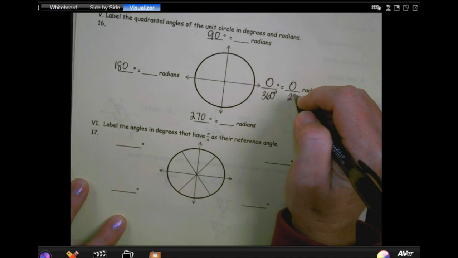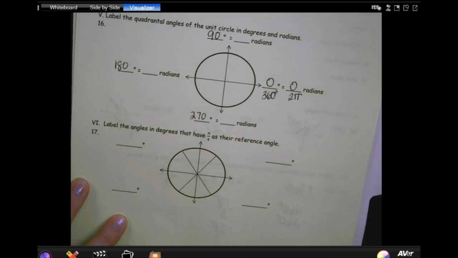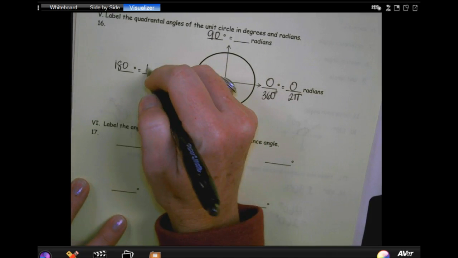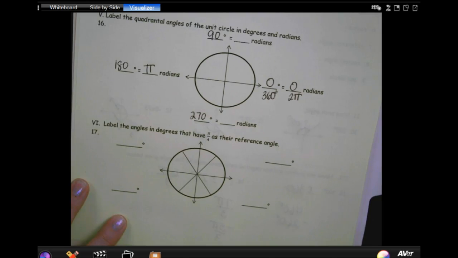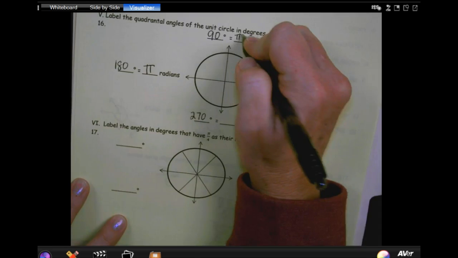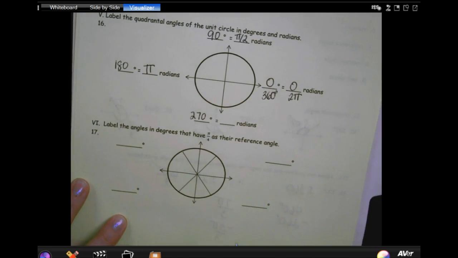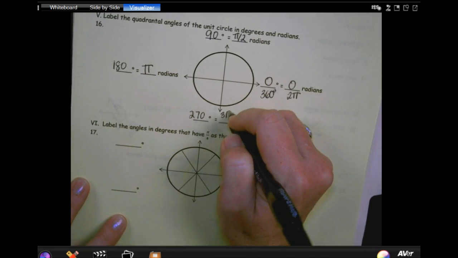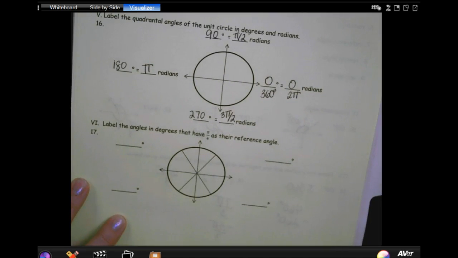First of all, 360 is 2 pi's, right? So 180 is half of that. So this is just pi. And then 90 is half of pi, so this is pi over 2. And so this one is 3 pi over 2. If there's one you have to memorize, it's the 3 pi over 2. You just have to remember that's pi plus pi over 2, which is 3 pi over 2. That's the only one you have to think about, really.